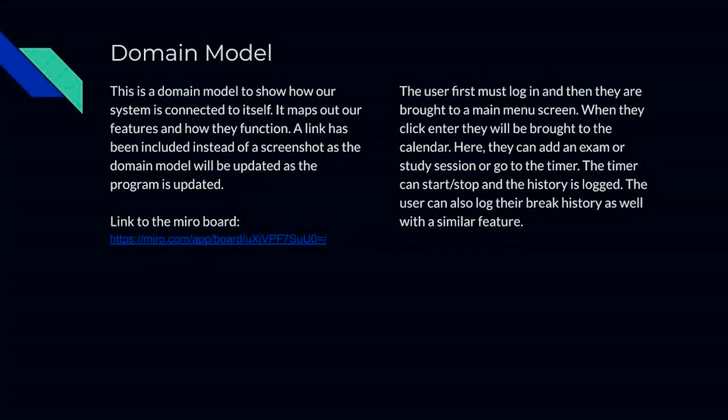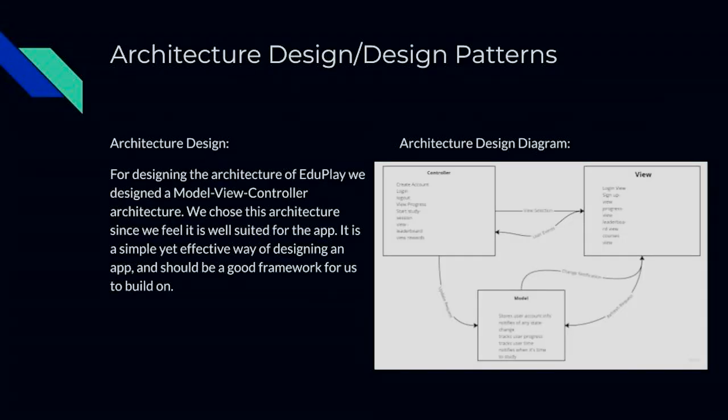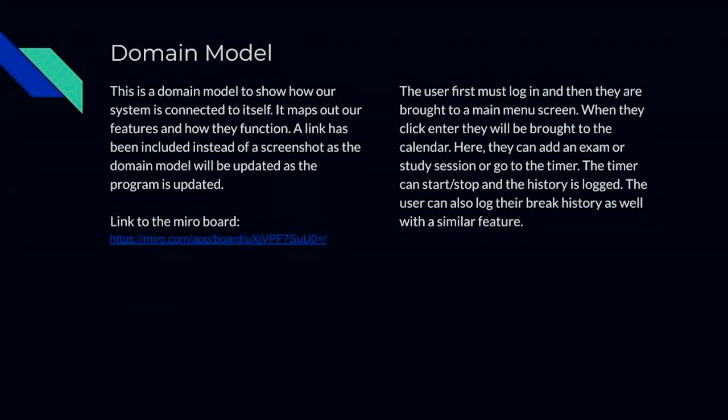The domain model. This is a domain model to show how our system is connected to itself. It maps out our features and how they function. A link has been included instead of a screenshot, as the domain model will be updated as the program is updated. The user first must log in, and then they are brought to a main menu screen.